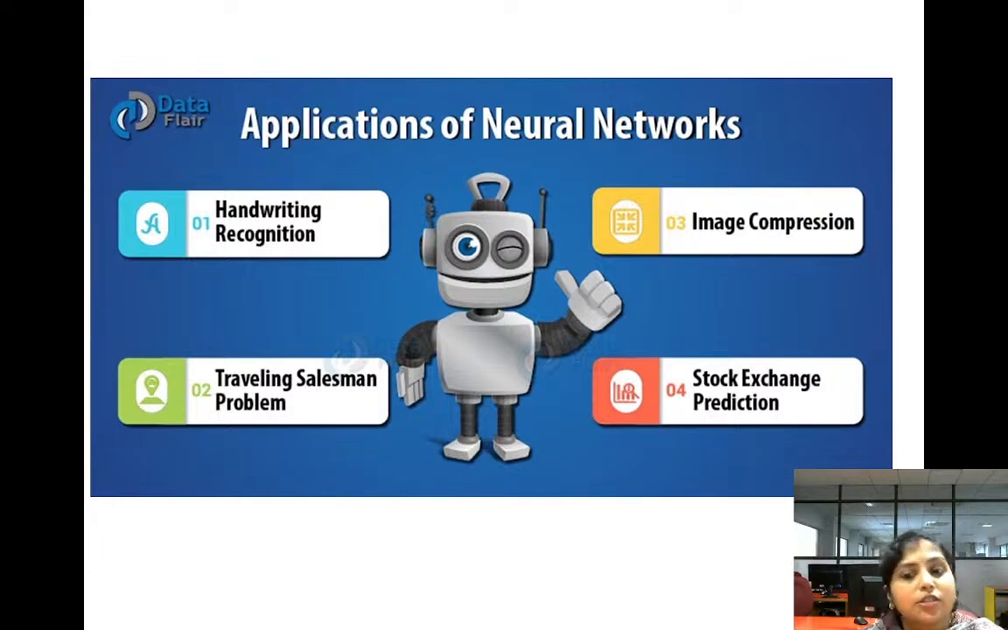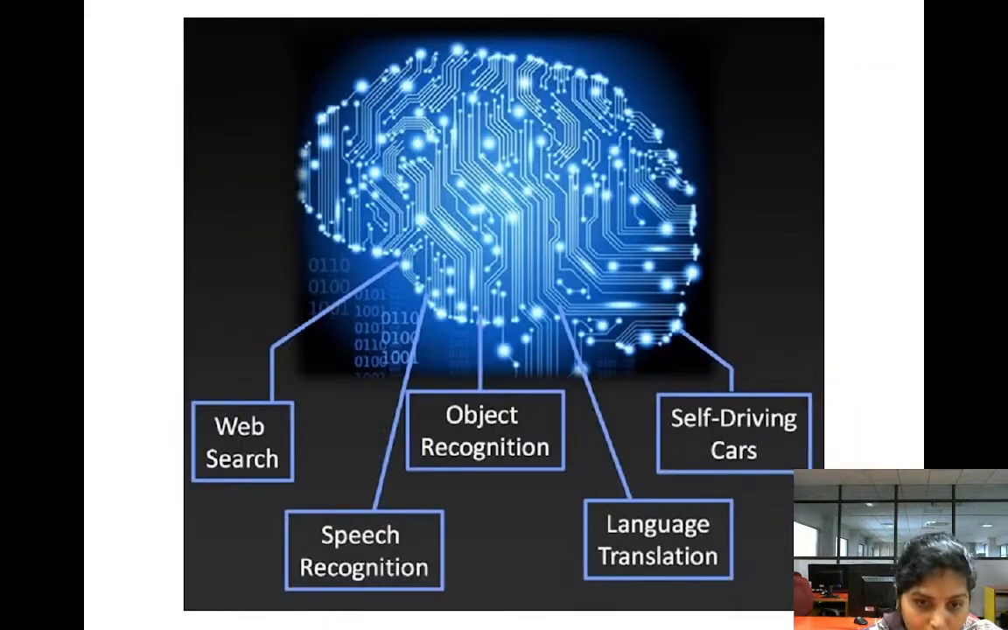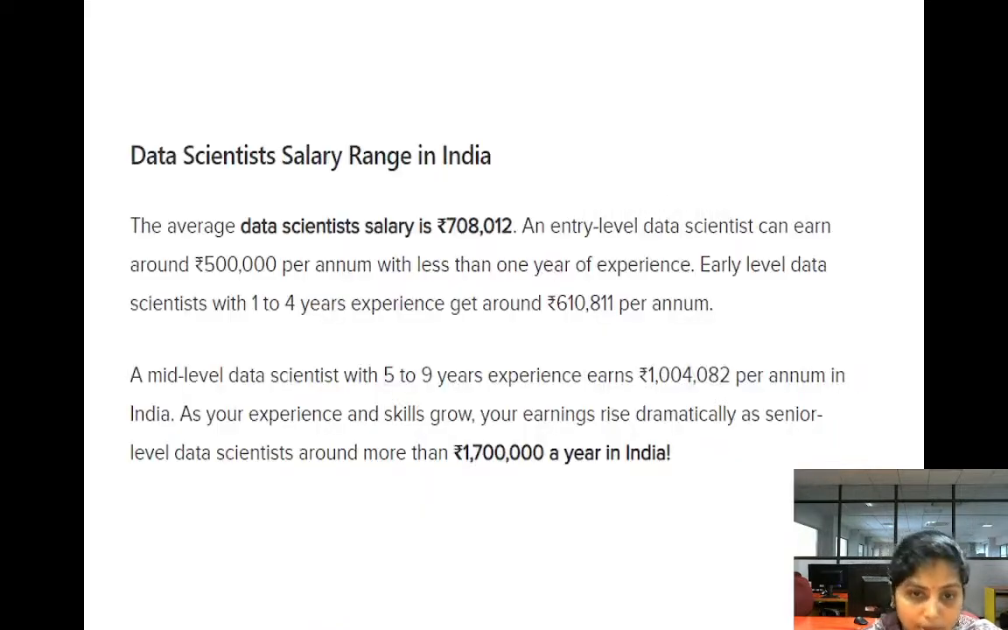You can also predict stock exchanges, which could be taken as a case study. Others are web search, which also happens through neural networks. The recent one which has come into the picture, speech recognition, also happens through neural networks. Object recognition, translation systems, and self-driving cars all form the advanced applications of neural networks.